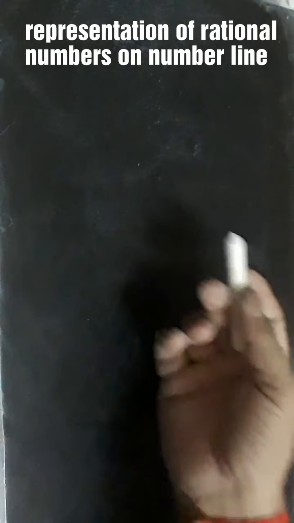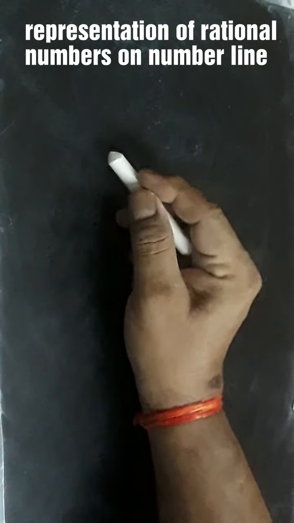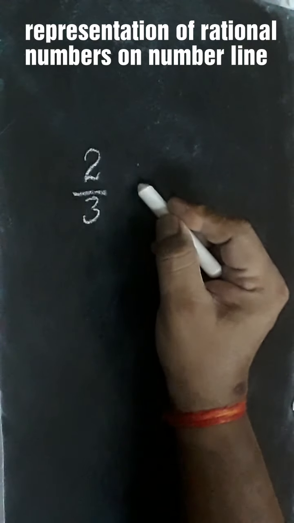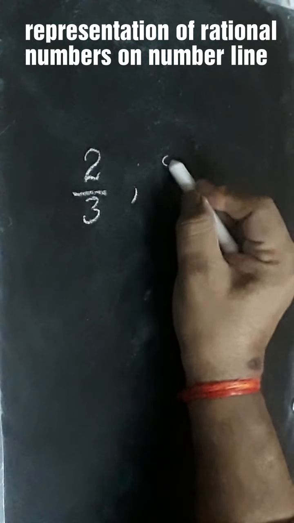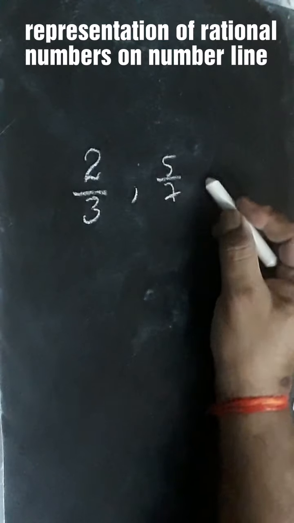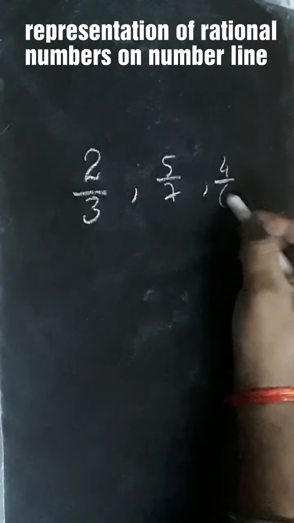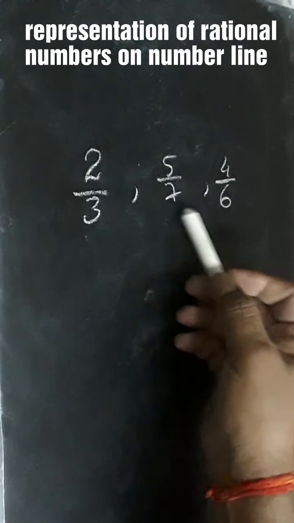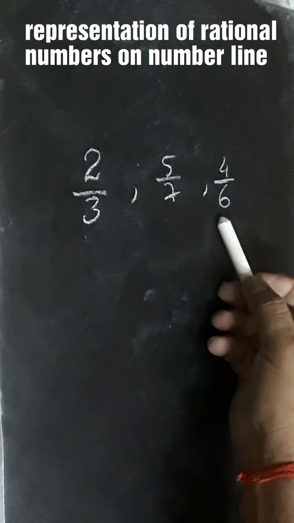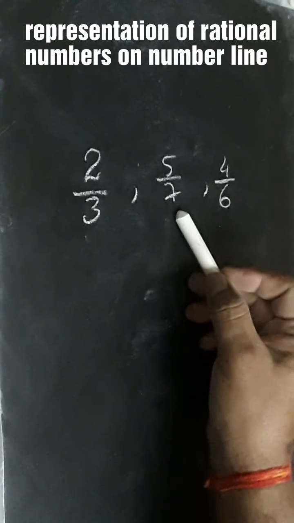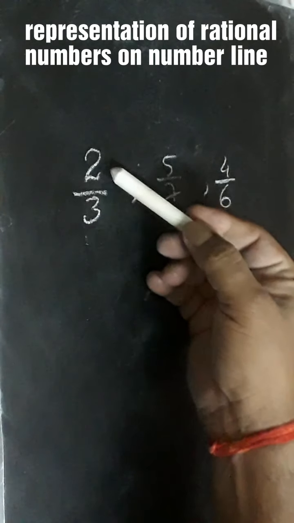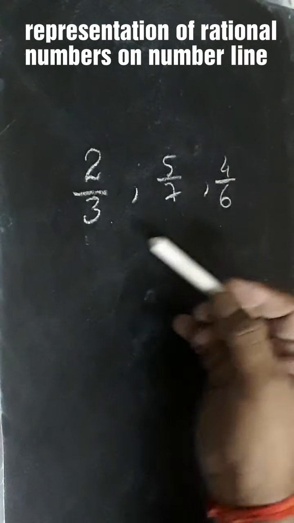We are going to represent some rational numbers on a number line. Suppose we take numbers like 2 by 3, 5 by 7, 4 by 6. We see all these three rational numbers are also proper fractions, since the numerator is less than the denominator in each case.